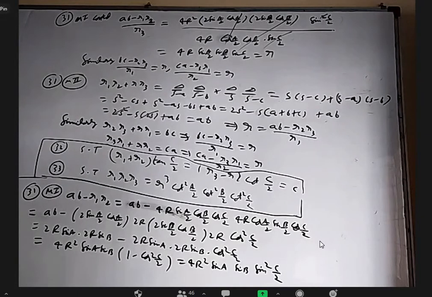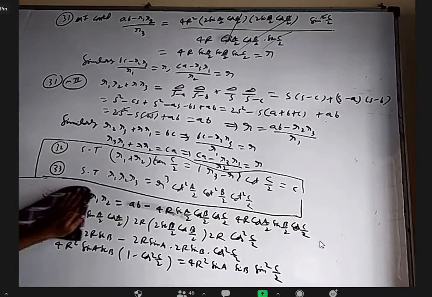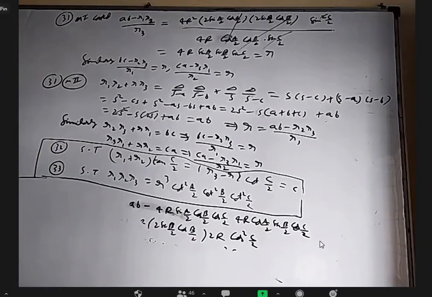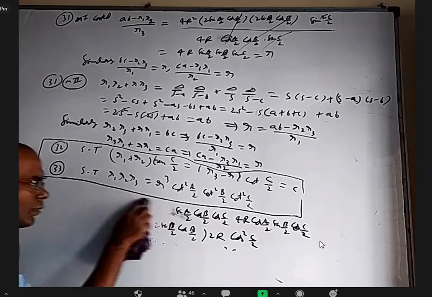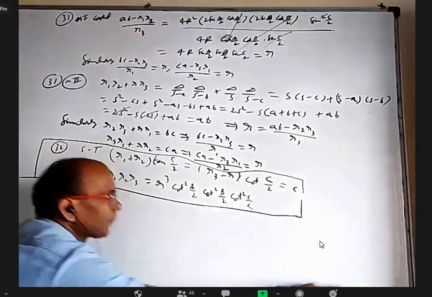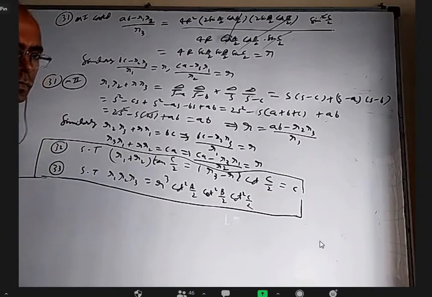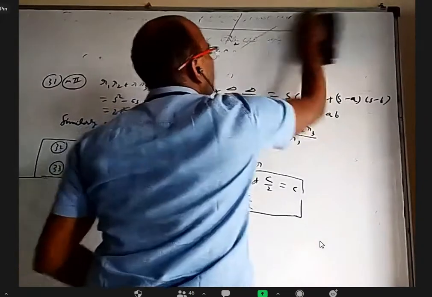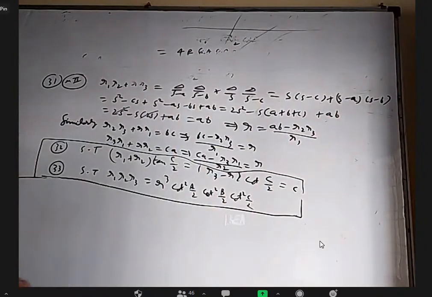Okay, has everybody completed 31? Anybody needs more time? Completed. So second method, last two lines you leave, sir. Okay.